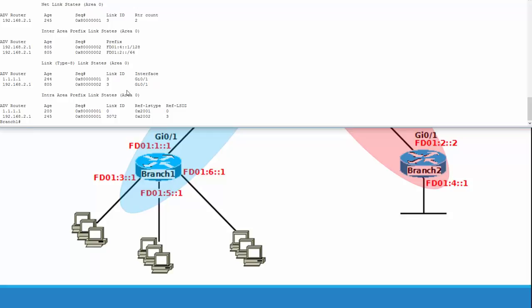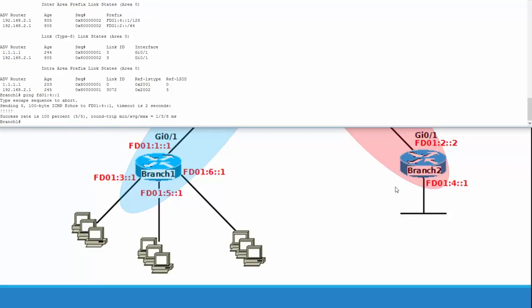Now we have IPv6 running all the way through the network. I want to ping FD01:4. We ping the IPv6 address of the loopback over here. So we're getting all the way through our network, and we're able to ping IPv6. So IPv6 is running wonderfully. Let's go ahead and add IPv4 on there.